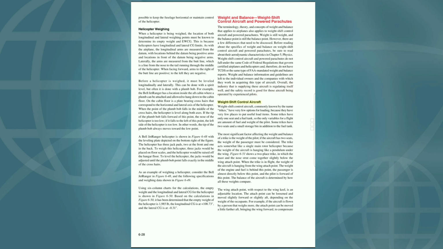Weight shift control aircraft. Weight shift control aircraft, commonly known by the name trikes, have very few options for loading, because they have very few places to put useful load items. Some trikes have only one seat and a fuel tank, so the only variables for a flight are amount of fuel and weight of the pilot. Some trikes have 2 seats and a small storage bin in addition to the fuel tank. The most significant factor affecting the weight and balance of a trike is the weight of the pilot. If the aircraft has 2 seats, the weight of the passenger must be considered.